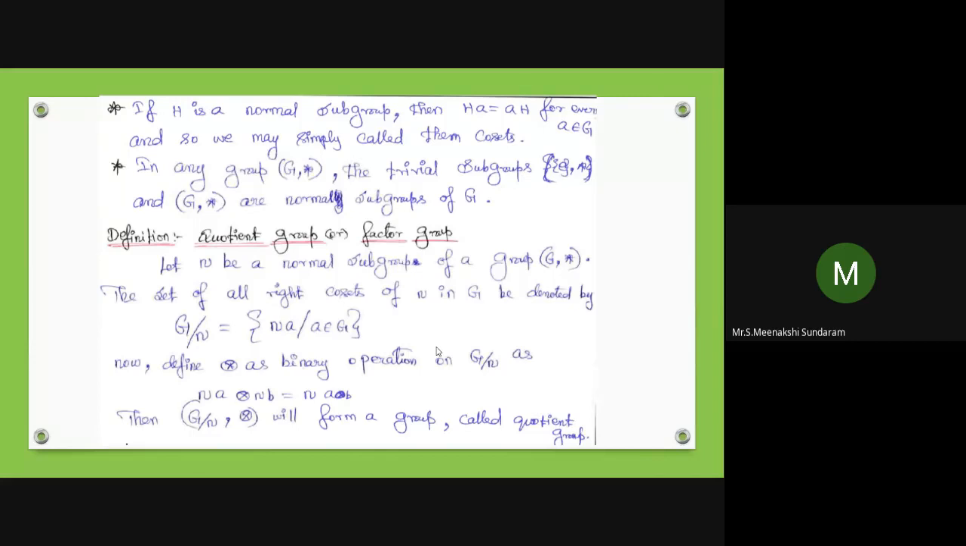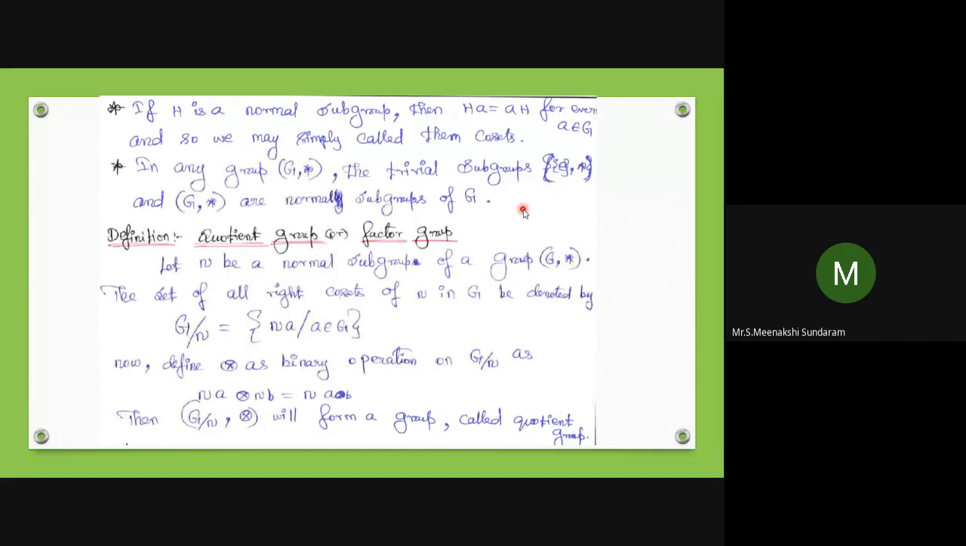Third point: if H is a normal subgroup, then Ha equal to aH for every a belongs to G, and so we may simply call them cosets. In any group (G, star), the trivial subgroup, that is the identity and star.